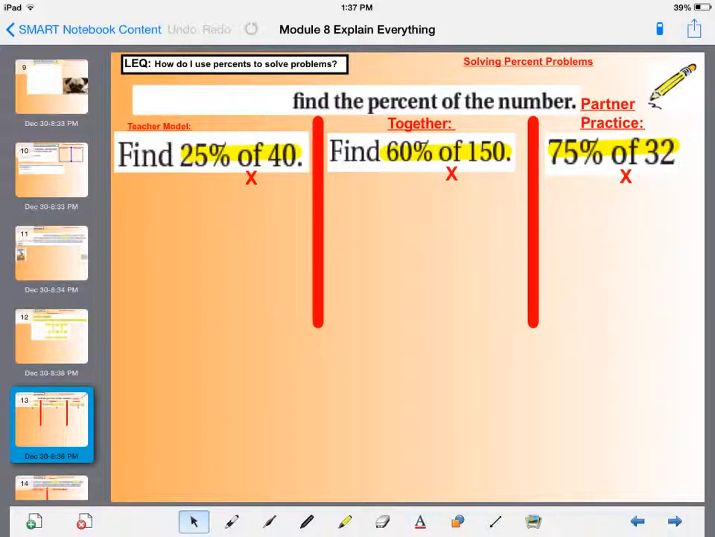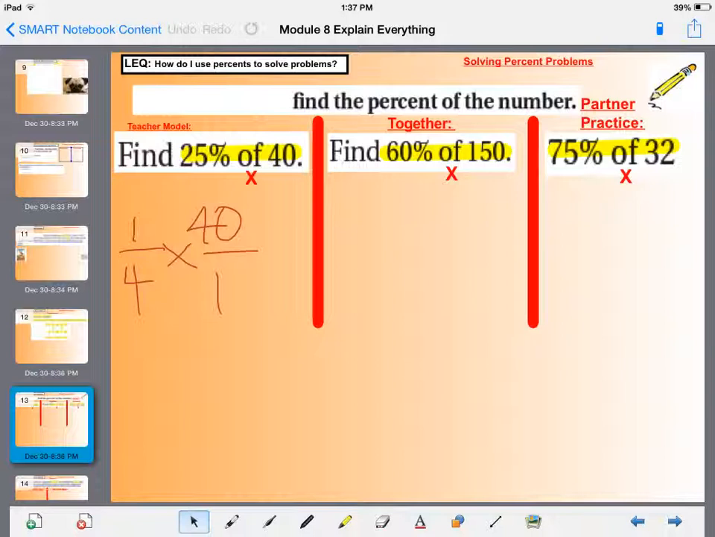We also practiced some of these in class. We said let's find 25% of 40. I think the easiest way to do this one is turning the 25% into a fraction, 1/4, of means times 40, we'll set it over a fraction.